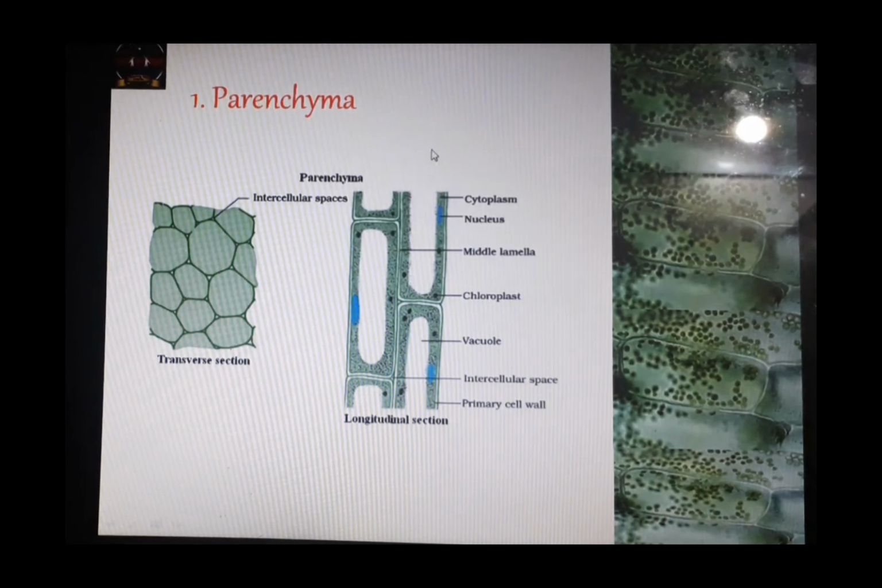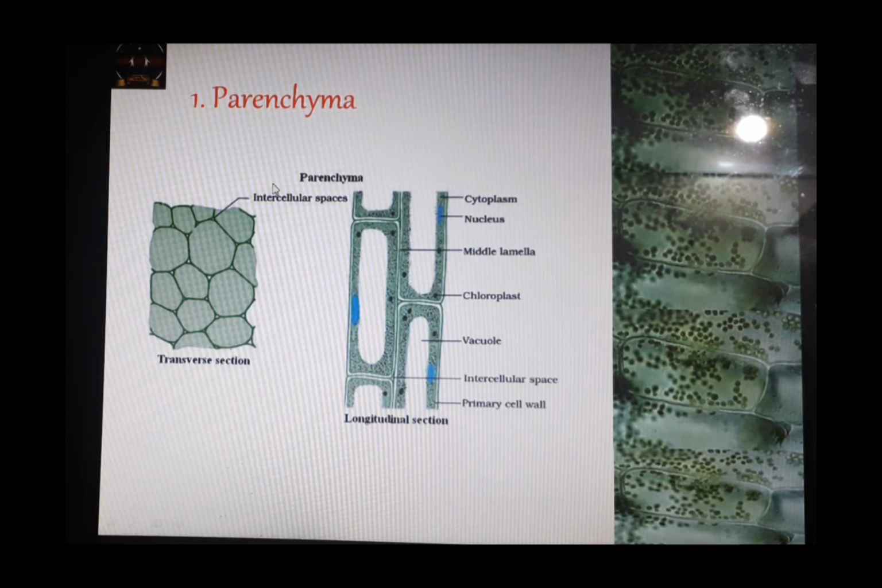Hello everyone, we are in the third video of chapter tissues. In the previous video, we have seen two types of permanent tissues. They are simple permanent tissues and complex permanent tissues. It's time to study the subtypes of simple permanent tissue now.